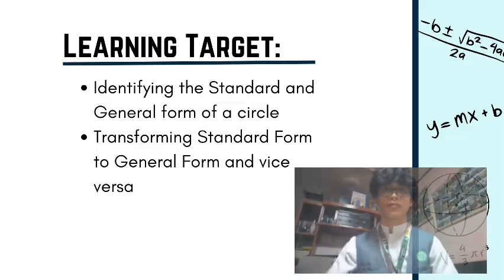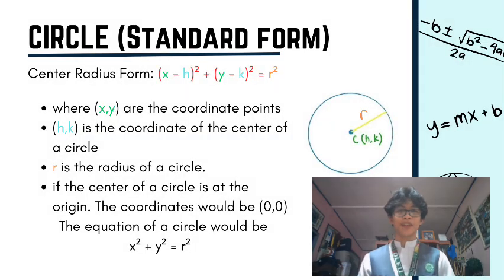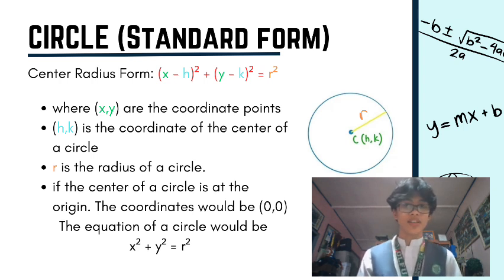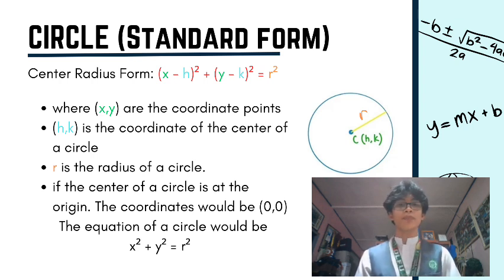Now let's proceed to our circle standard form, or in other terms, center radius form. Our formula would be (x minus h) squared plus (y minus k) squared equals r squared, where x and y are the coordinate points, while h and k are the coordinates of the center of a circle. r would be our radius of a circle, and if the center of a circle is at the origin, the coordinates would be 0, 0, which means that our equation would be x squared plus y squared equals r squared. Now, let's proceed to our few examples.